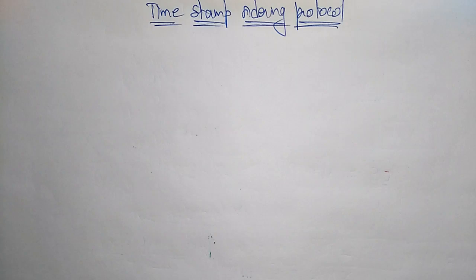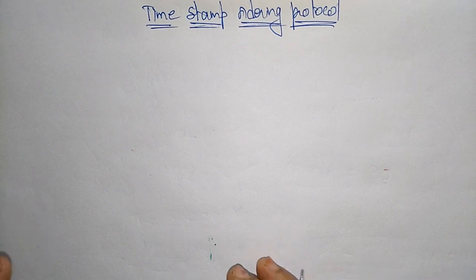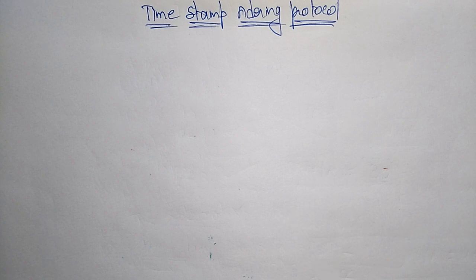Students, coming to our next topic, that is the timestamp ordering protocol. In the previous video we had seen the timestamping method. In the timestamping method we learned that timestamps can be generated by using the system clock or by using a logical counter. The timestamp values will be there, the read timestamp and the write timestamp.